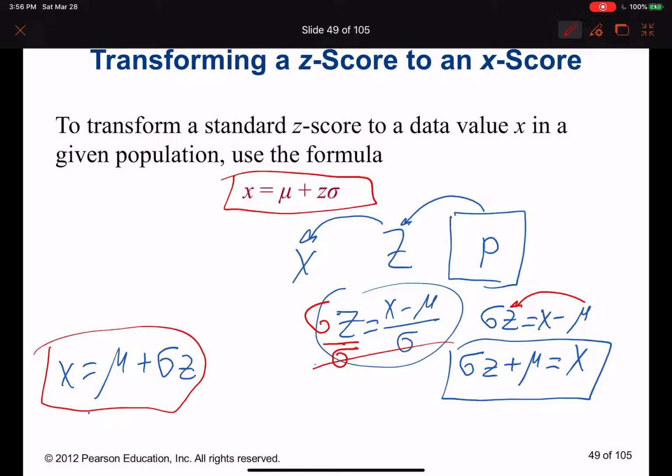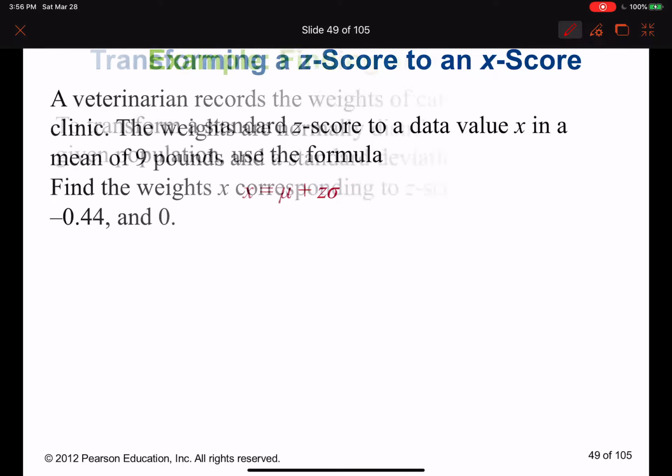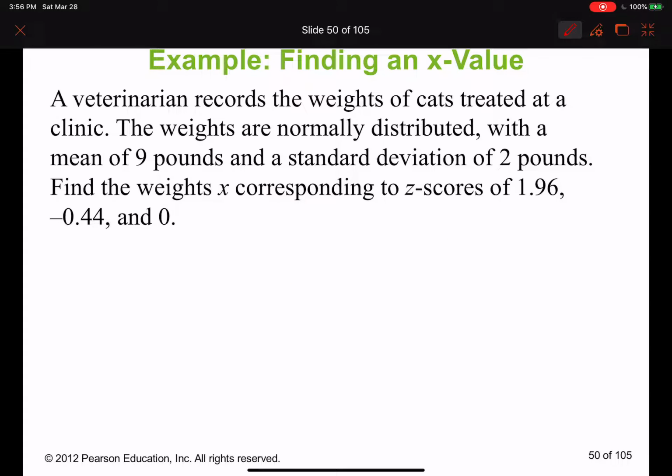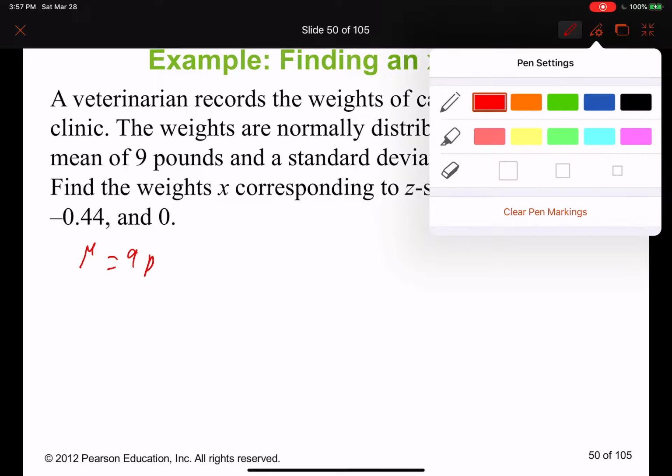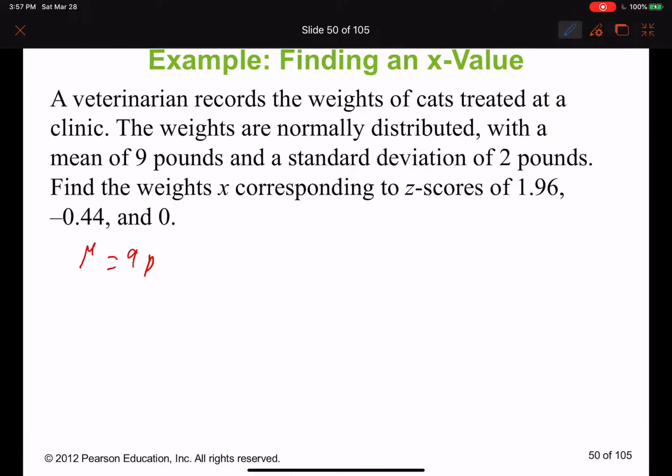Okay, so let's move to solve problems. A veterinarian records the weight of cats treated at the clinic. The weights are normally distributed with a mean of 9 pounds, and standard deviation 2 pounds.